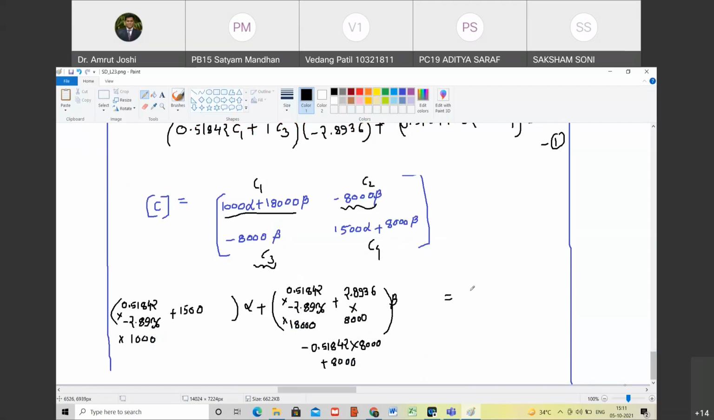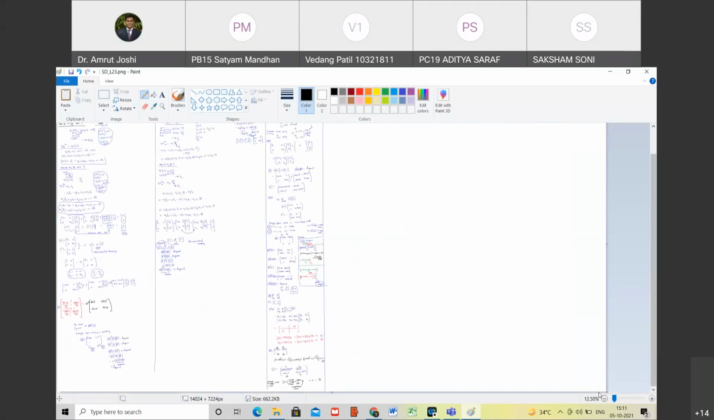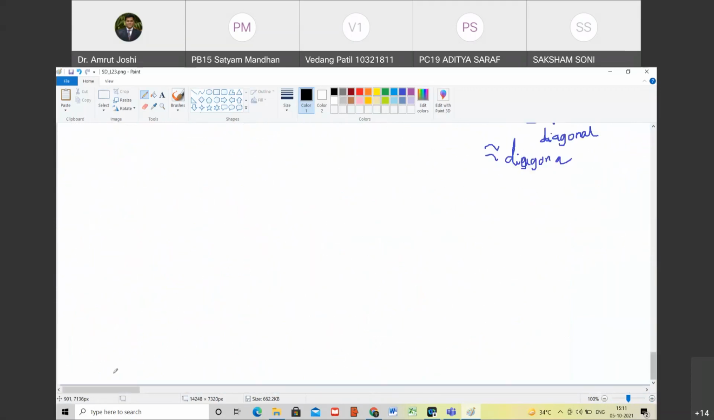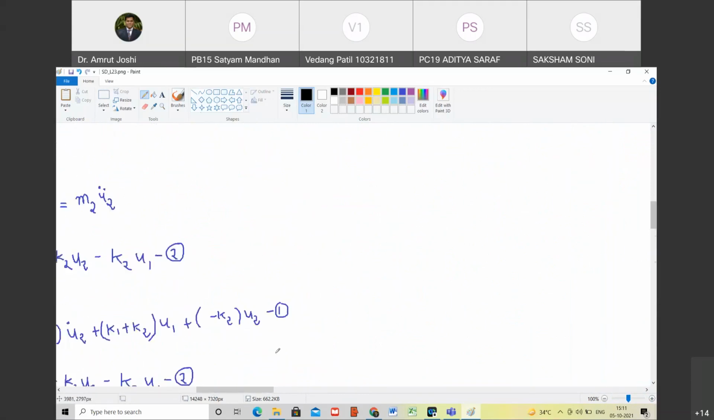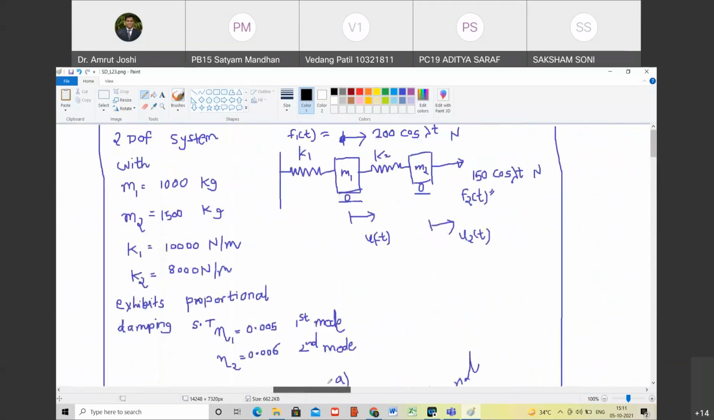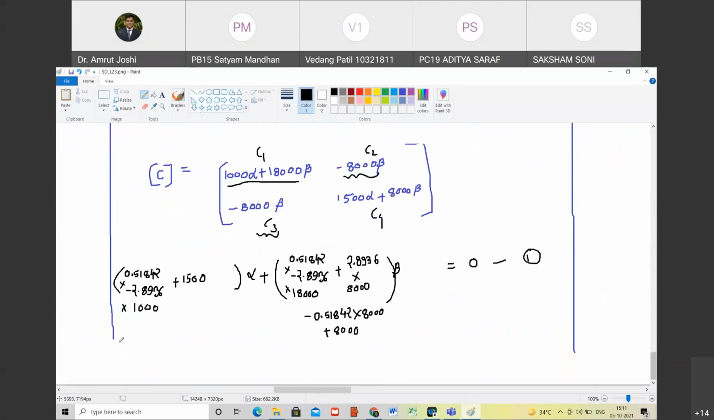So I have got an equation in terms of alpha and beta. This equation is a modification of equation number 1, so I am going to still call it equation number 1 itself. Are you with me? Yes. Okay. So can you simplify this and let me know what the values are? Unfortunately, I cannot increase its size anymore. Anyway. Tell me, what is this? So 1500 plus 0.51842 into 1000 into minus 2.8936. So what is this? Tell me.